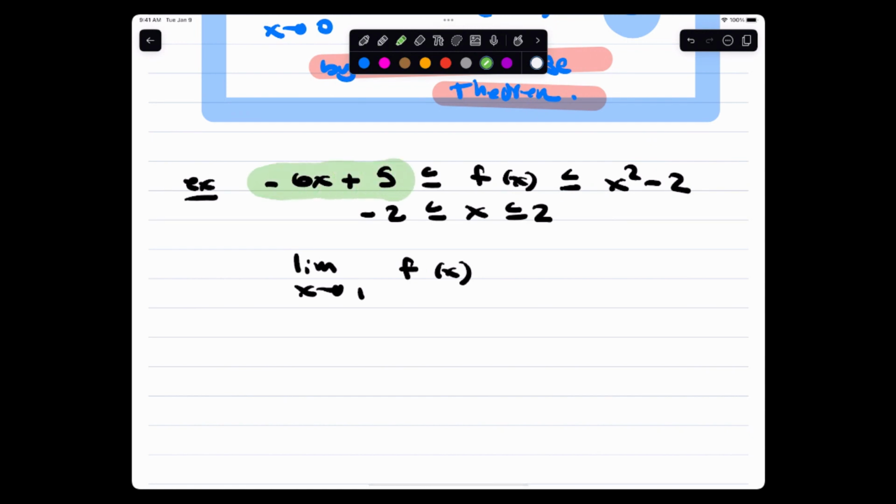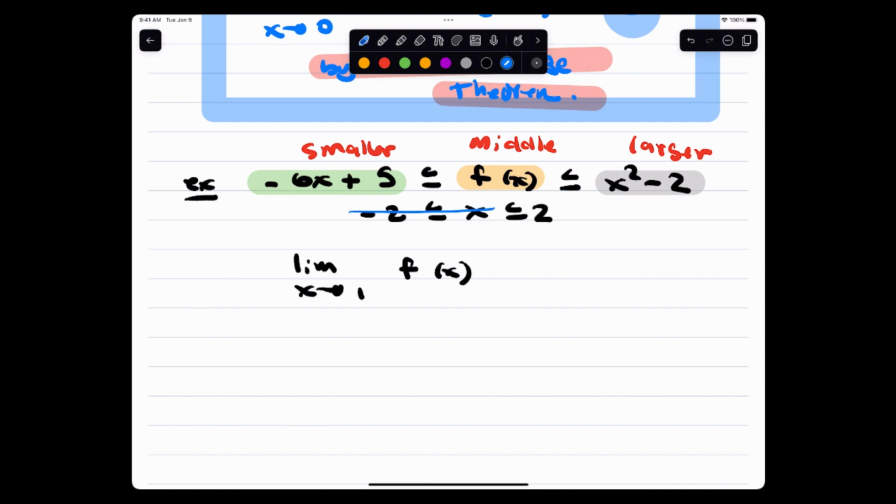This is the smaller function. This is the middle function. And then this is the larger function. Okay? Now you say why? Because of those inequalities. You guys see the less than or equal, less than or equal? So this is the smaller, this is the middle, and then this is the larger. And they're saying it's good over this particular interval for these values of x.